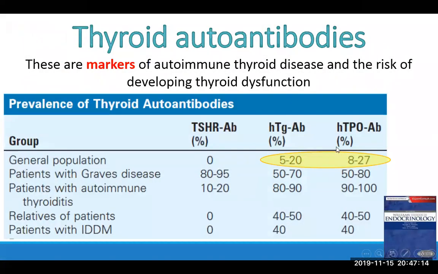And of course, as we mentioned previously, thyroid autoantibody is a marker of autoimmune thyroid disease. TRAB and TPO may be present in about 25% of the general population, and in a relative population, half may be anti-TPO positive. Even with type 1 diabetes, maybe 40% have TPO positive.